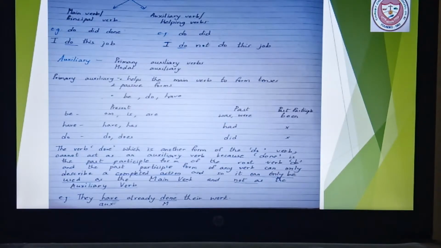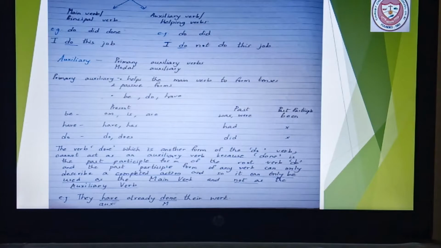Now, auxiliary verb or helping verb: do, did. See, there's no done there. So, only two forms. And the principal verb: do, did, done, three forms. In the auxiliary verb, only do and did. See, I do not do this job. The first do, which is underlined, is an auxiliary verb here.